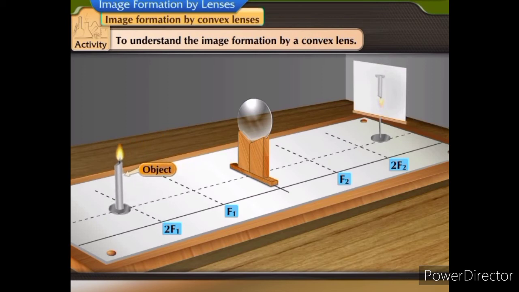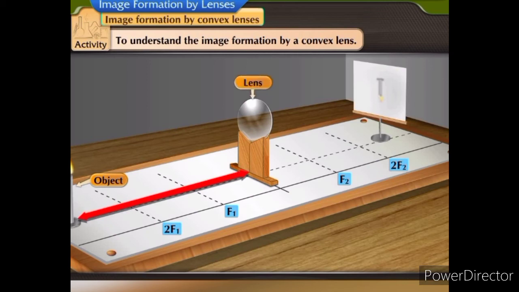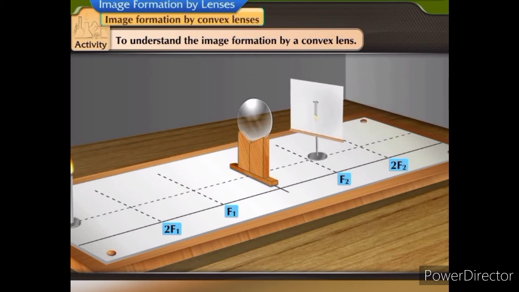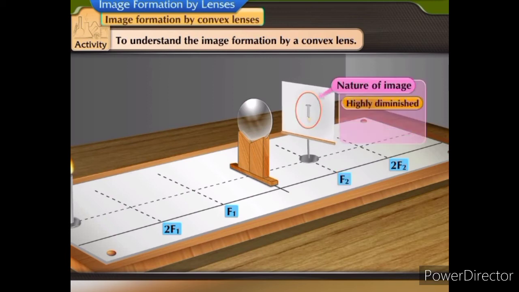Place the object far beyond 2F1 to the left. Here, the object, that is the burning candle, is placed at a very large distance from the lens. Obtain a clear and sharp image of the candle on the screen by adjusting the screen distance from the lens. The sharp image is obtained at focus F2. The image is highly diminished or point-sized. As the image is obtained on the screen, the nature of the image is real and inverted.